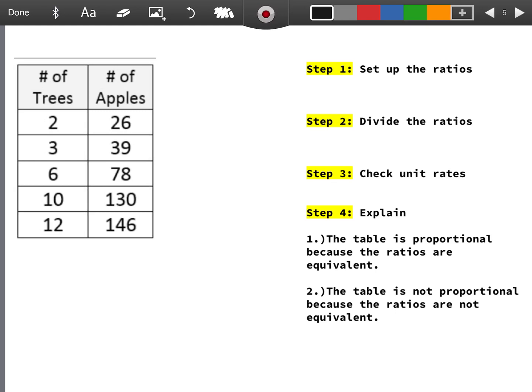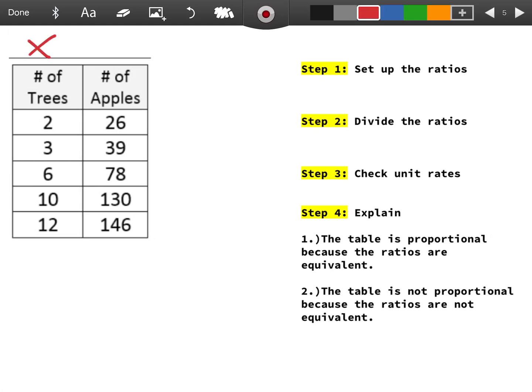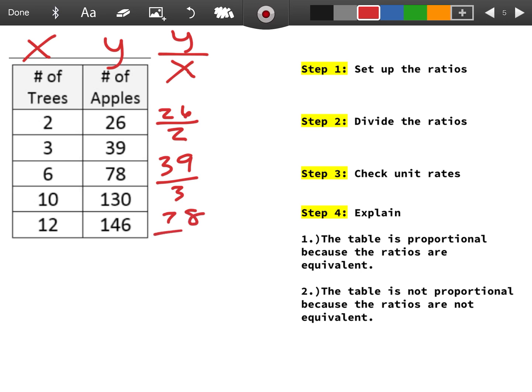Here my table represents, X represents number of trees and Y represents the number of apples. So our first step is to set up the ratios. So I'm going to set them up. And remember, we set them up Y/X. So my first ratio is 26/2. My next one is 39/3. My next one is 78/6. My next one is 130/10.